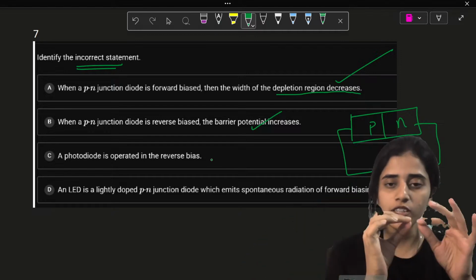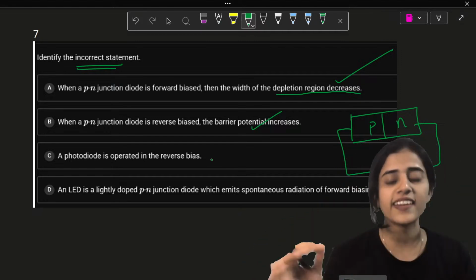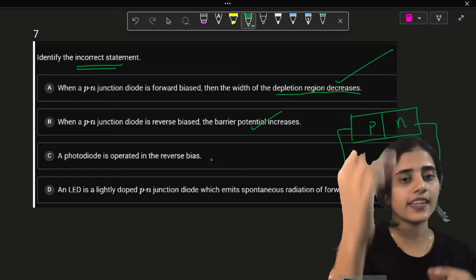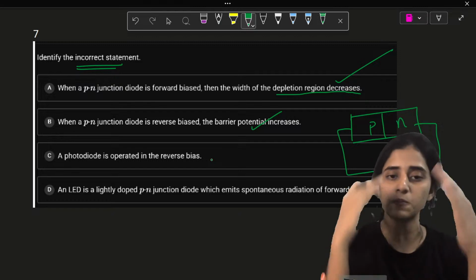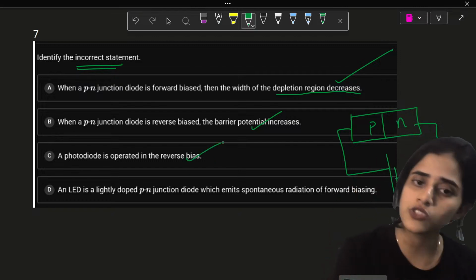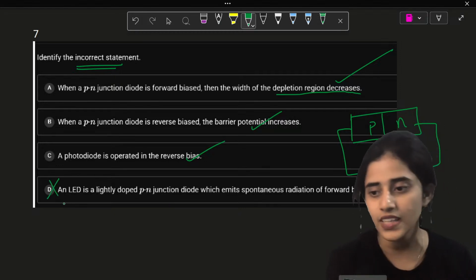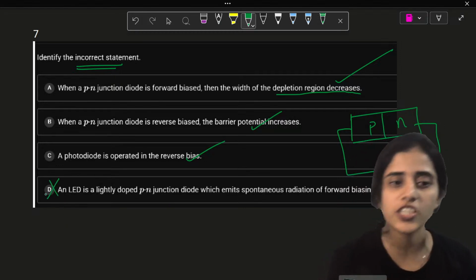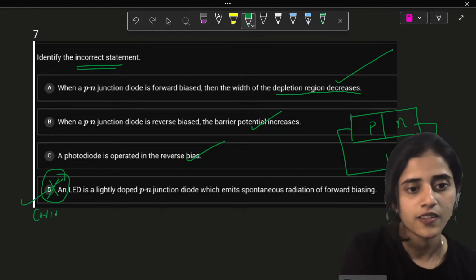So a photodiode should emit light. When does it emit light? When an electron and a hole combine, it emits light. So it has to be in the reverse bias because at the center is where this happens. So the depletion region should be there for this. So this is also correct. So obviously the last answer is wrong. Yes, it is D, Monisha. It is D. So this is the correct option.